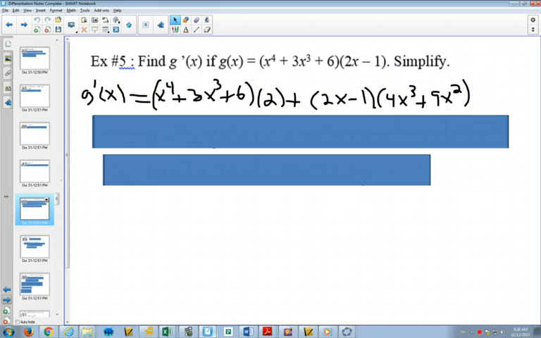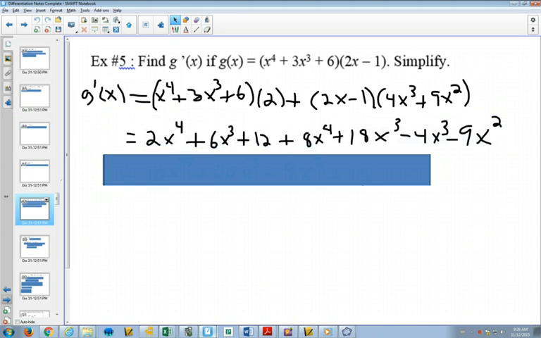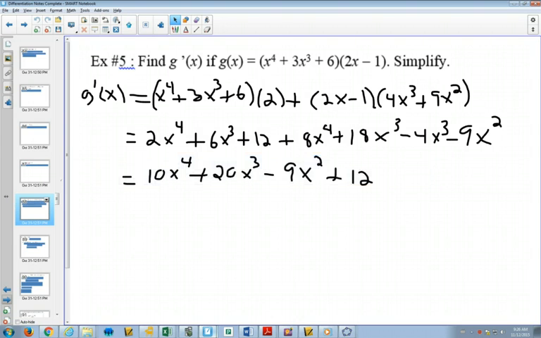So using the product rule right away. Then multiplying things out. Combine your like terms. We get our answer.